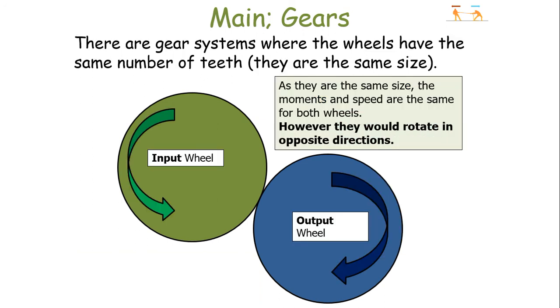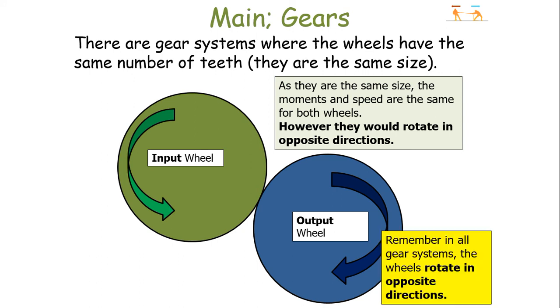So let's imagine we had an input wheel and an output wheel. They were the same size. So if they have the same size, they've got the same force acting on them, they've got the same perpendicular distance from center to edge, so they must have the same moment, so they will have the same speed because they're the same size. The only difference will be they'll rotate in opposite directions because that same force is exerted in different directions. So in all gear systems, wheels rotate in opposite directions.